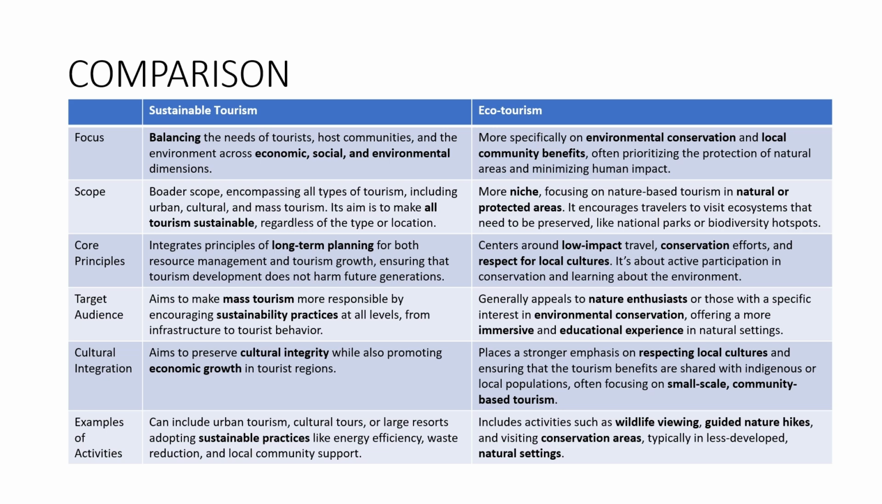Cultural integration: sustainable tourism seeks to preserve cultural integrity while promoting economic growth. Ecotourism emphasizes respecting local cultures and often supports small-scale, community-based tourism. The examples of sustainable tourism include urban tourism, cultural tours, and resorts adopting sustainable practices. Ecotourism involves wildlife watching, guided natural hikes, and visiting conservation areas in natural settings.